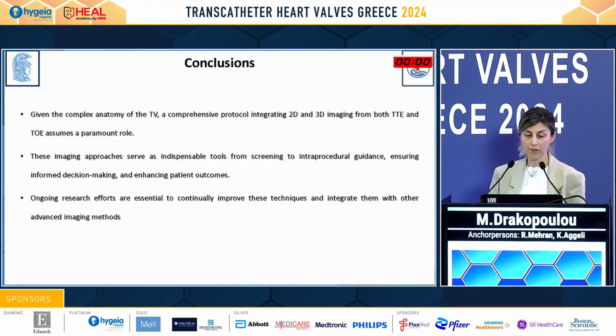In conclusion, given the complex anatomy of the tricuspid valve, a comprehensive protocol integrating 2D and 3D, transthoracic and TOE imaging is of paramount importance. There is a great variation in the anatomy of the tricuspid valve, so ongoing research efforts are essential to continually improve the interventional techniques and integrate them with other advanced imaging methods. Thank you.